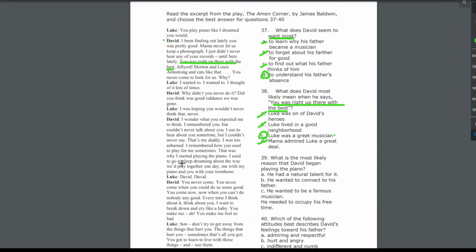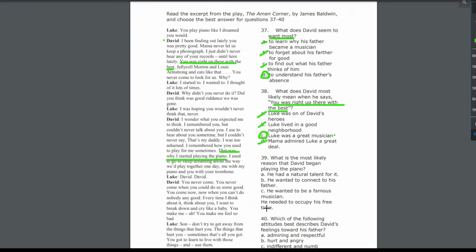In this particular paragraph, he says, "I remember how you used to play for me sometimes. That was why I started playing the piano. I used to go to sleep dreaming about the way we played together one day. Me with my piano, you with your trombone." All right, so what does that lead us to believe? He wanted to play, why? Because his daddy played. He wanted to get just like his dad.